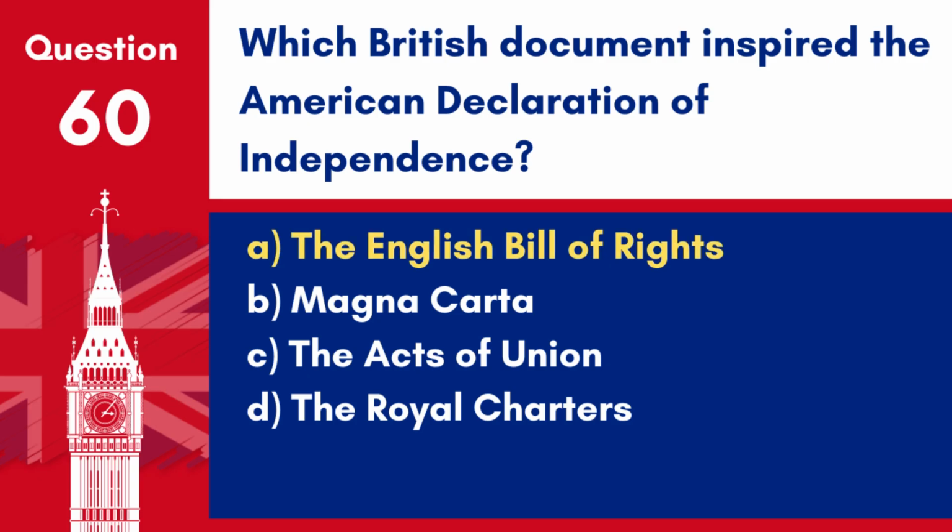Answer: A. The English Bill of Rights. The English Bill of Rights of 1689 inspired many of the ideas in the American Declaration of Independence, particularly those concerning the rights of individuals and limits on governmental power.